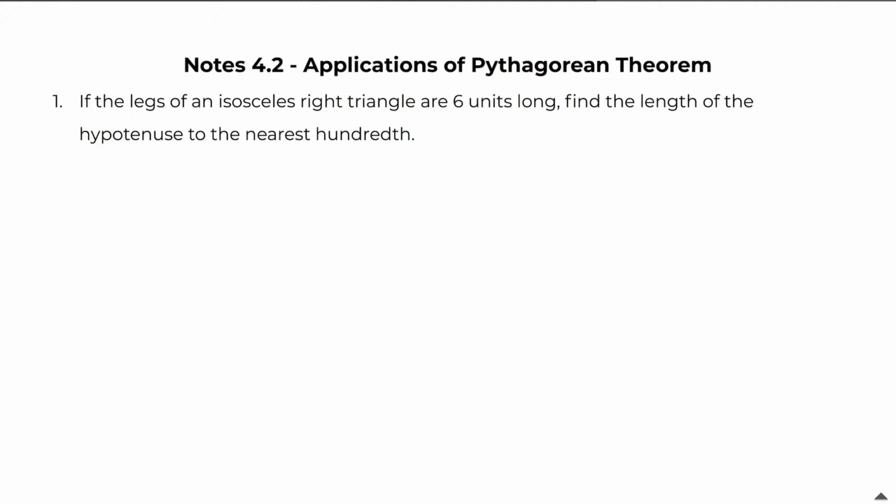So in our first example, it tells us that the legs of an isosceles right triangle are 6 units long. Find the length of the hypotenuse to the nearest hundredth. Because we have a right triangle and it's isosceles, it means that these two sides are equal to each other. So if they're both 6, we can label these as 6. We want to find the hypotenuse, which is x.